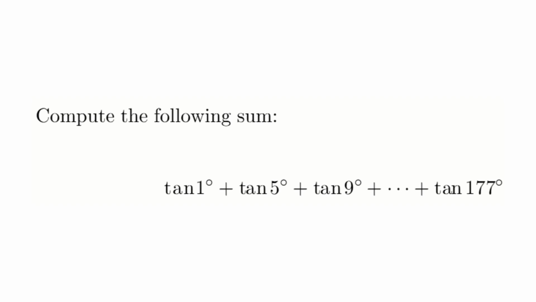So today's question is, compute the following sum: tan of 1 degree plus tan of 5 degrees plus tan of 9 degrees, so on until tan of 177 degrees. So I'll give you guys some time to try and solve this question and maybe figure out some patterns that are going on with the degrees.